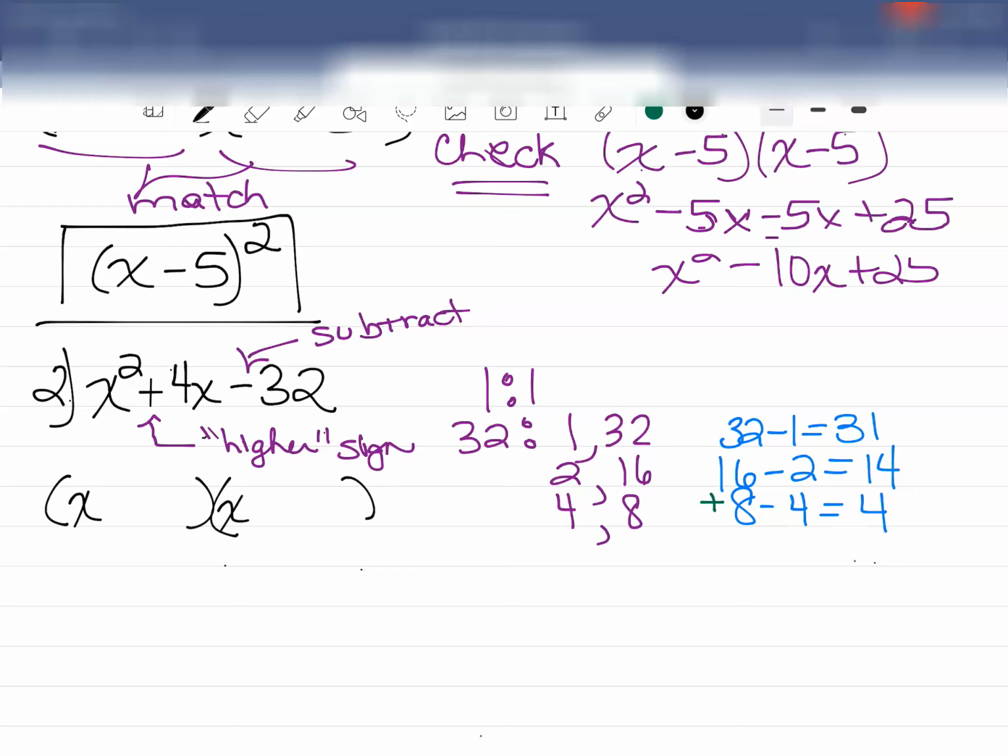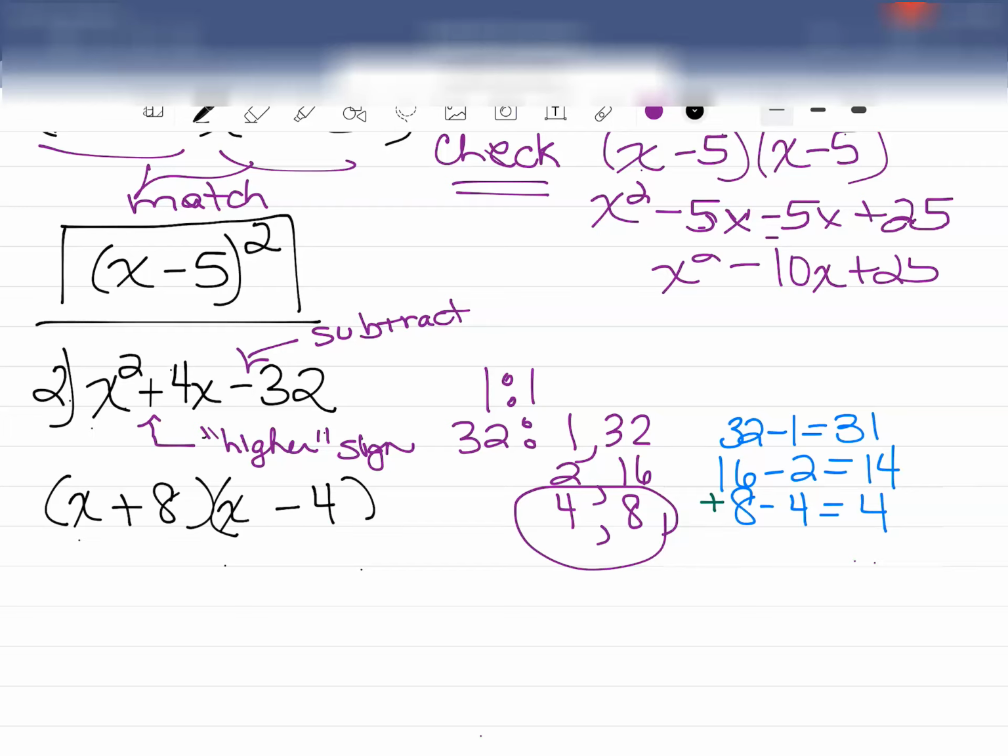So I put my x in the front of both parentheses. Whatever that variable is, I split it evenly. So 1x in the front one, 1x in the back one. For the 32, we said we wanted to use the 8 and a 4. The 8 needed to be positive. The 4 needed to be negative. Now I can do my check.